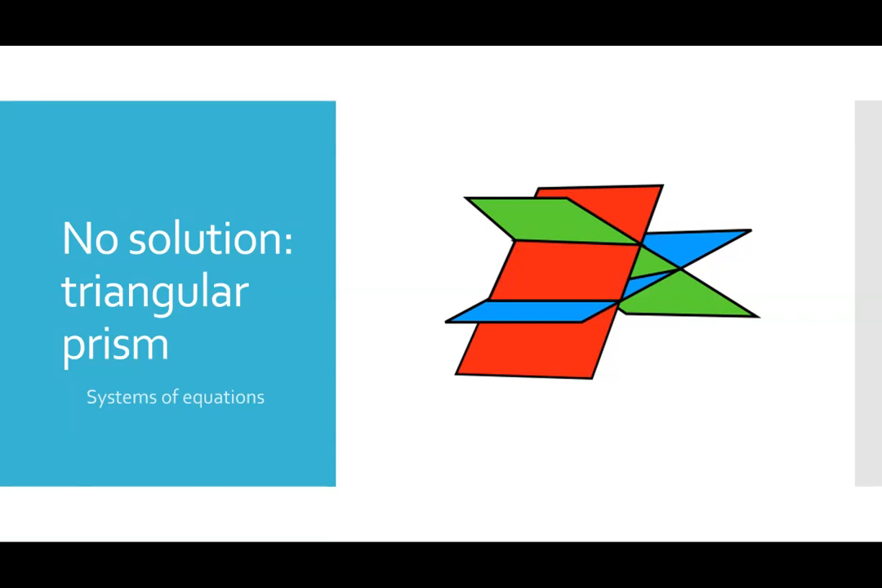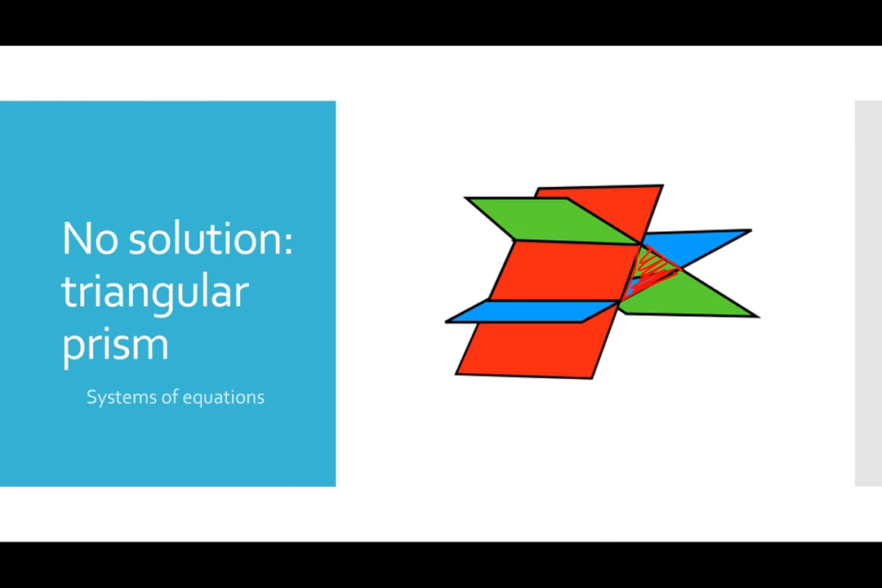In this video on systems of equations, we're going to be looking at our third and final non-solution system. This is when our three planes take the form of a triangular prism, which is a three-dimensional solid with a triangle on its face, like this. It's then extended in 3 dimensions to form a prism.